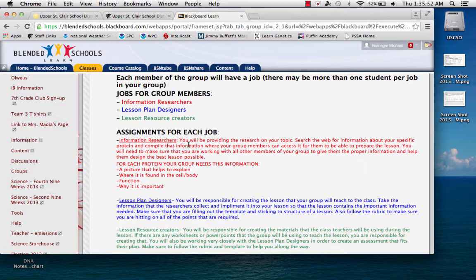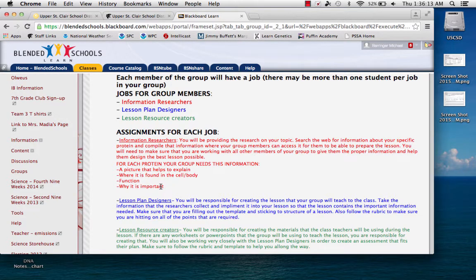But you will need to make sure that you're working with every single member of your group, because the other members of your group are going to be designing the lesson. If you're not providing them information that they need with the lesson, then the lesson's not going to turn out okay. So you need to make sure that you're in constant communication with the lesson plan designers and the lesson resource creators, giving them the information that they want.